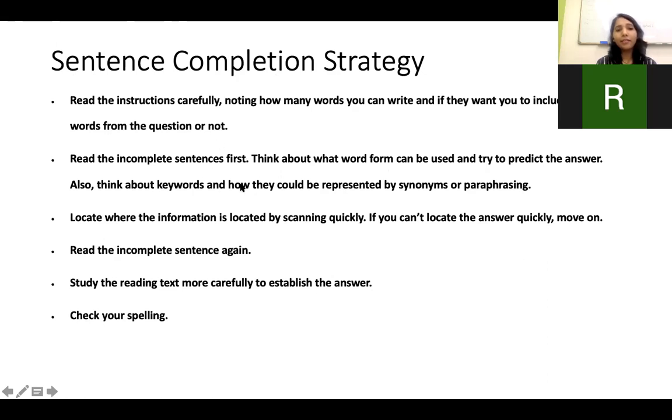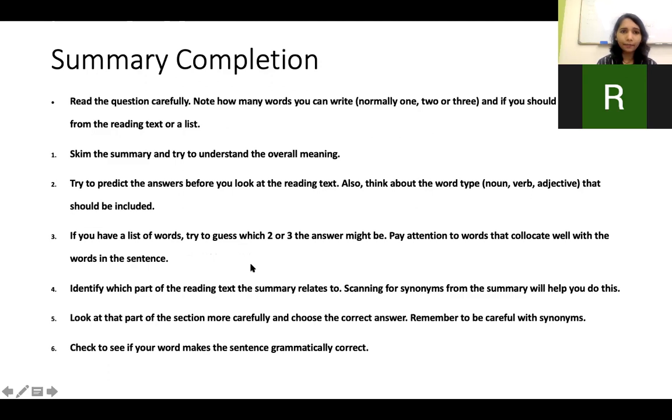So read the incomplete sentence first with the blank. Try and see what word form should be used there. So read it aloud just to see if it's in the ing form, ed form, or what kind of verb it is. Then you will need to use your scanning technique here to go back and scan for the answer. And then check your spelling.